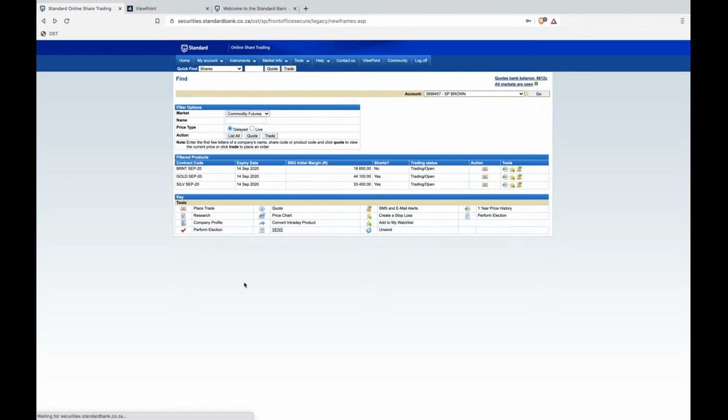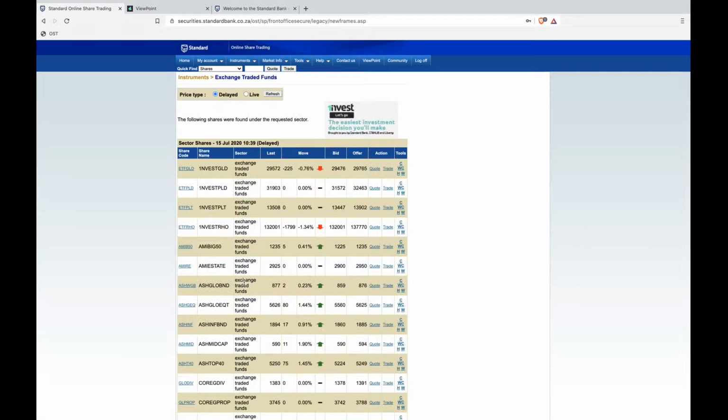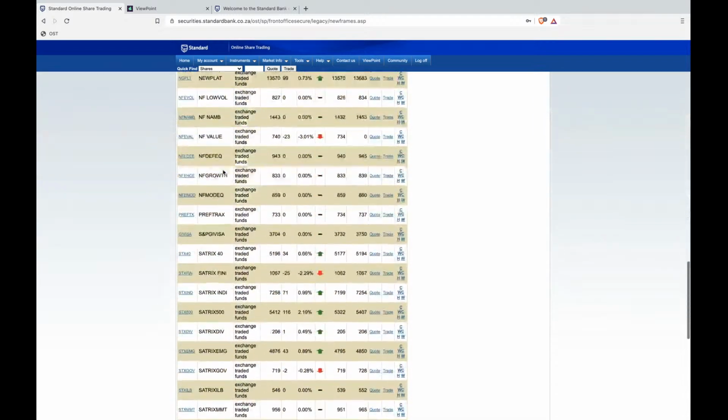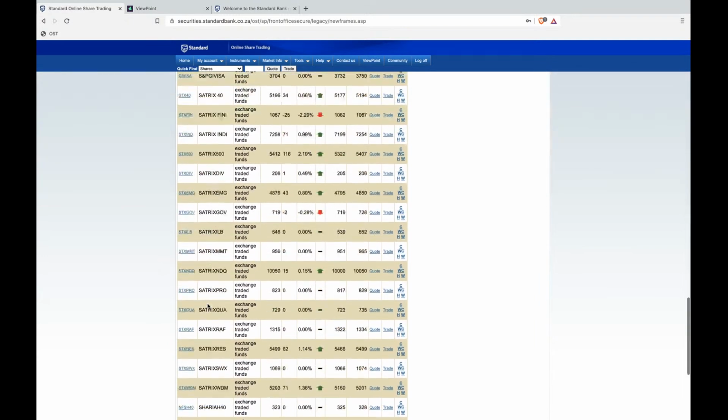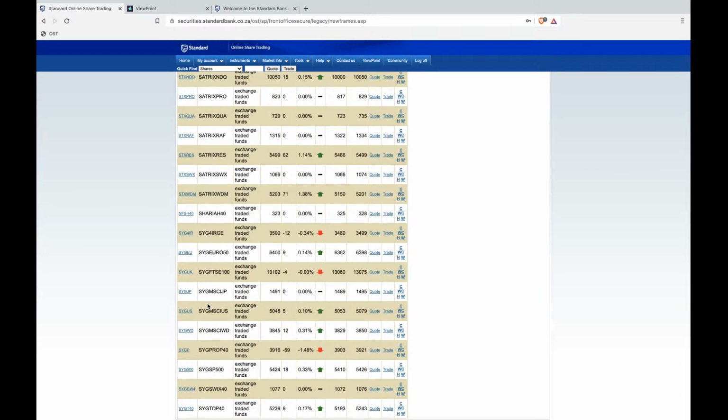Exchange-traded funds. I think we know enough about exchange-traded funds. This is the full list. It's alphabetical by share name, so not by share code. So the One Invest Gold comes up at the top of the list. These are all exchange-traded funds that are currently listed on the JSE, all the way down from the One Invest Gold to the Sygnia Top 40.